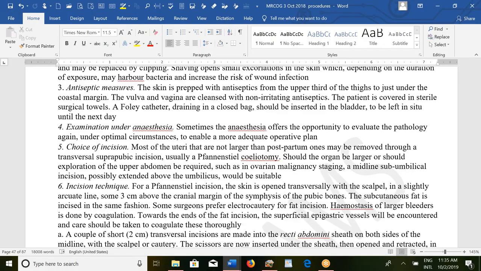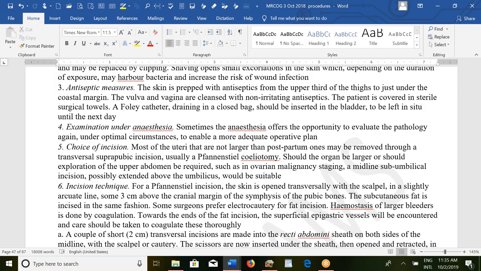So after that, what happens? Students, they will start describing the skin incision and everything. No, you have to do examination under anesthesia. Sometimes the anesthesia offers opportunity to evaluate the pathology again under optimal conditions to enable more adequate operative plan.